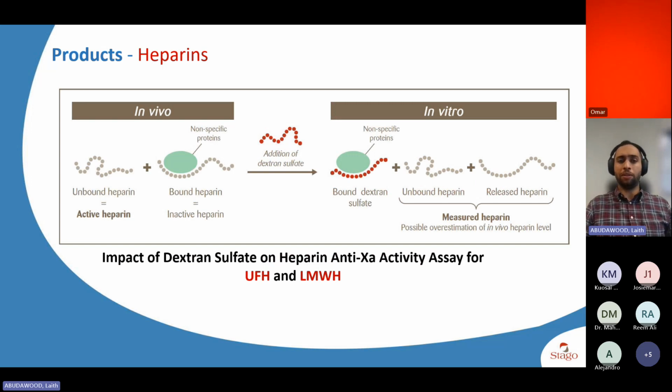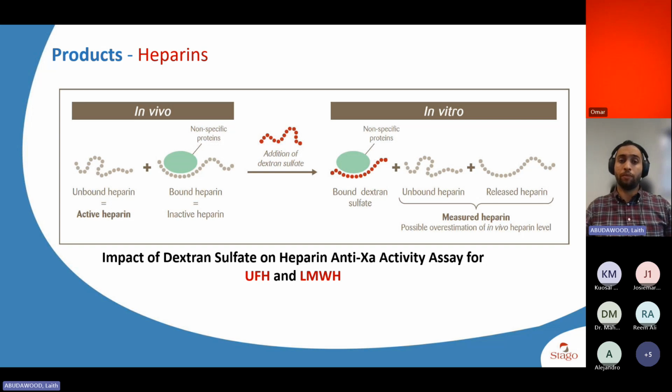Now, about reliability, there are 2 points which I think are quite significant that need to be mentioned. So many kits in the market, especially for at least the major players in the market, a lot of the kits for anti-Xa activity contain something that's called dextran sulfate. Now, what is dextran sulfate and why is it significant in this context? Dextran sulfate is very similar in its charge to heparin.